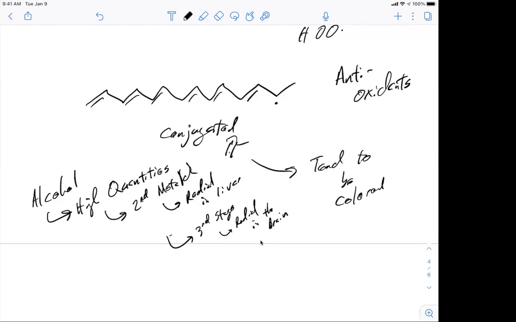But for alcohol, what we want to watch for is that high quantities of alcohol change the metabolism cycle. After a certain point, your body can't metabolize all the alcohol you're consuming.